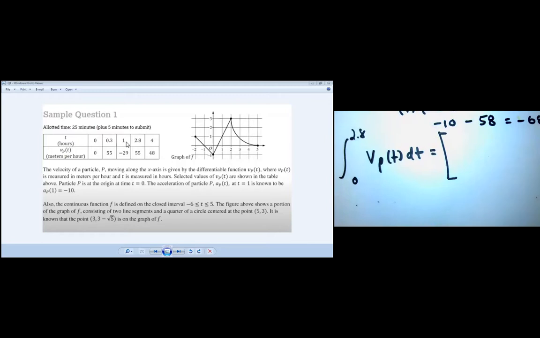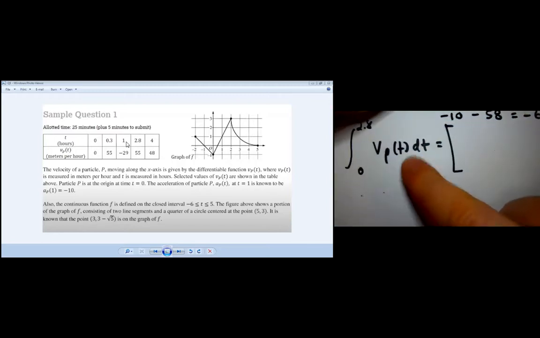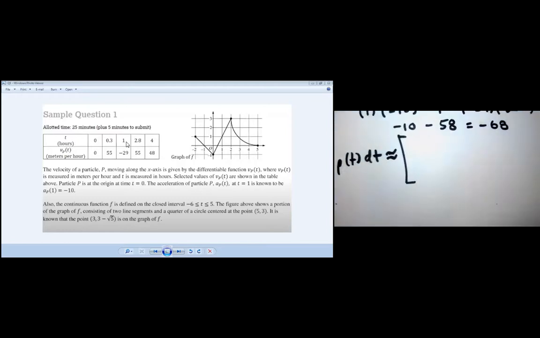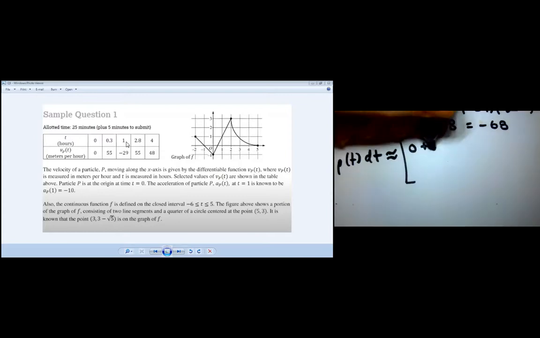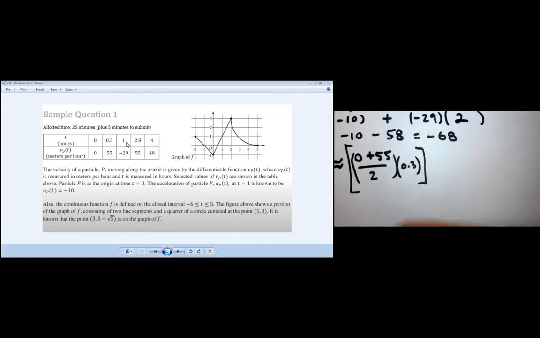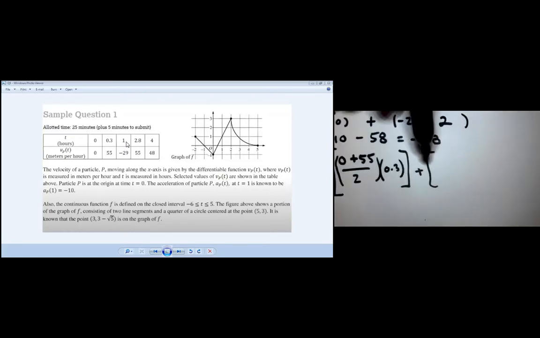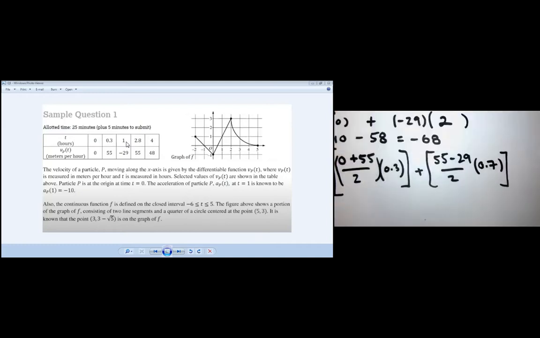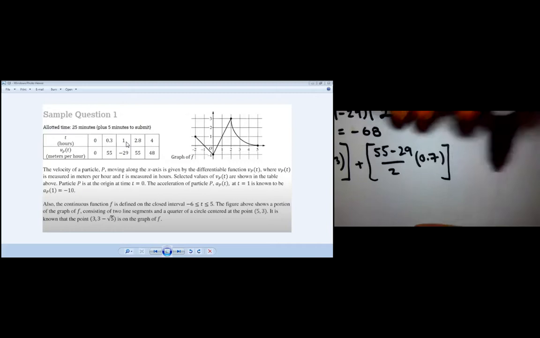Okay, and the second one is nothing more than just setting up the math and leaving it there. So make sure you write the integral. You say it's approximately equal to, and we're going to add up the bases. That's the y values. So 0 plus 55. We're going to cut them in half, and we're going to times it by the height of 0.3. Plus, add up the bases, cut it in half, times the height, 0.7.